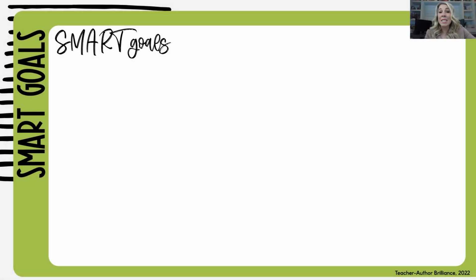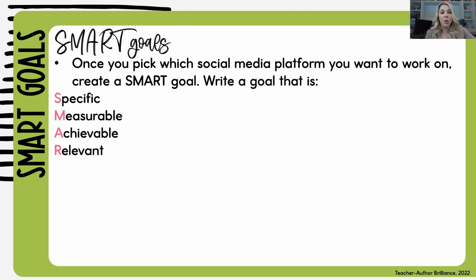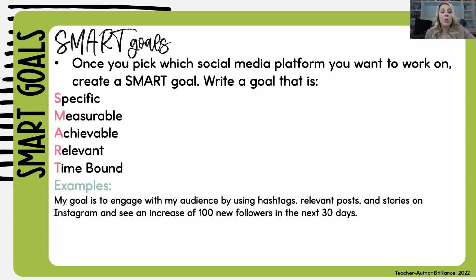All right, the next step in this lesson is to create some SMART goals. I want you to pick one social media platform you want to work on and create a SMART goal. A SMART goal is specific, measurable, achievable, relevant, and time-bound. So here's an example of a SMART goal you could create. My goal is to engage with my audience by using hashtags, relevant posts and stories on Instagram and see an increase of 100 new followers in the next 30 days.